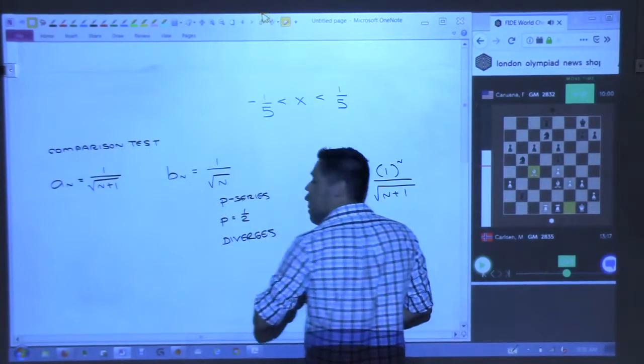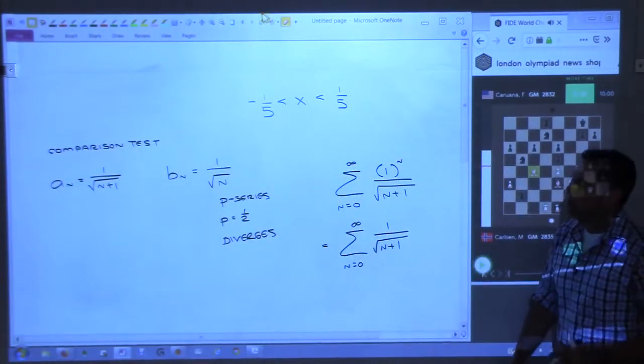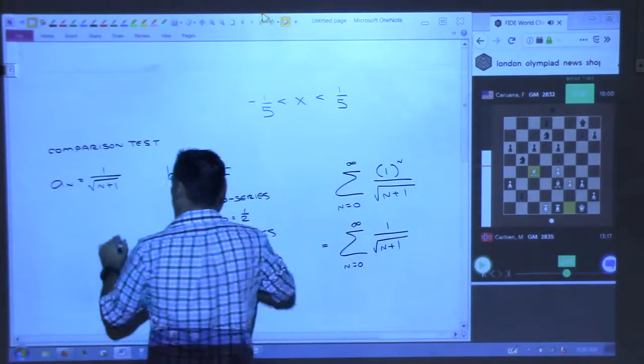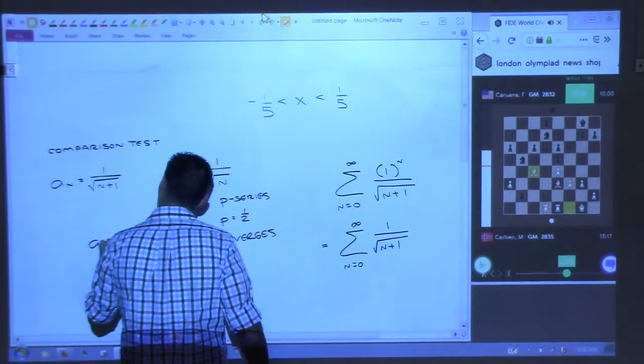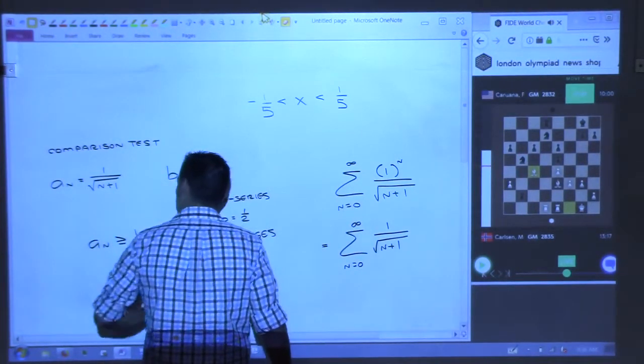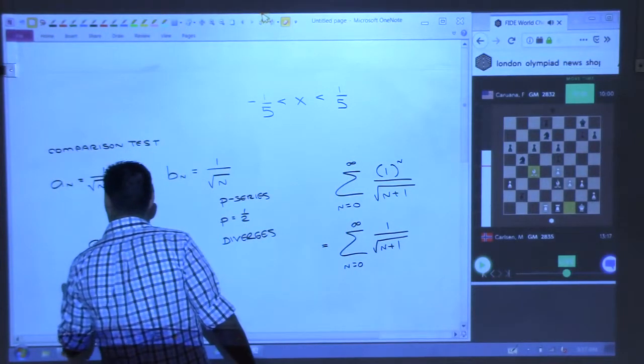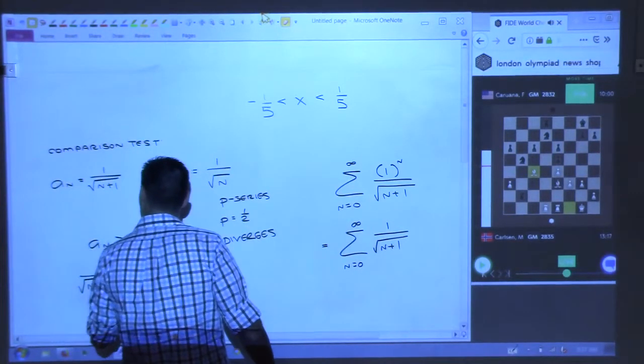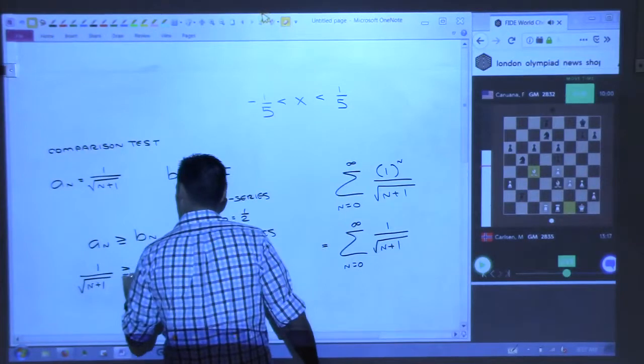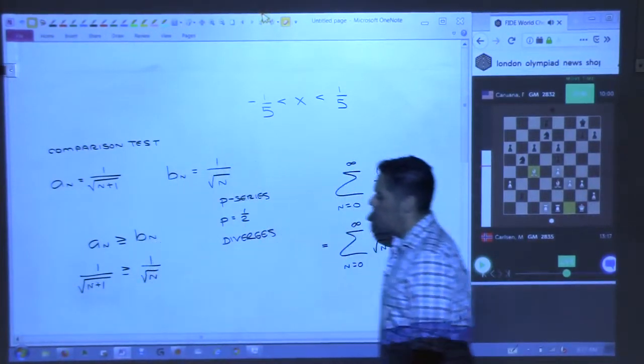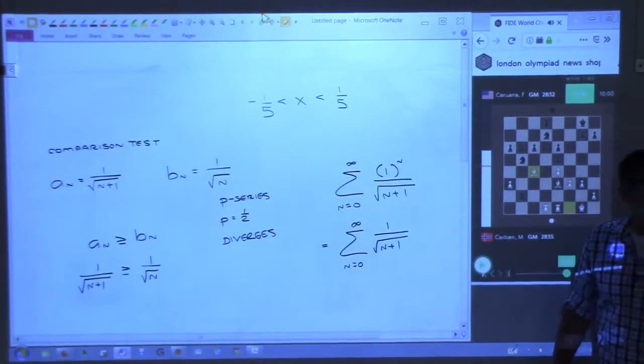Everyone with us here? A sub n must be greater than b sub n. So we need to show that this has to be bigger than that. A sub n must be greater than or equal to b sub n. And I believe you're about to run into some problems. Right? What's wrong with that idea?